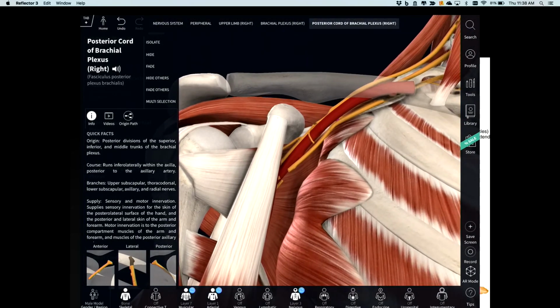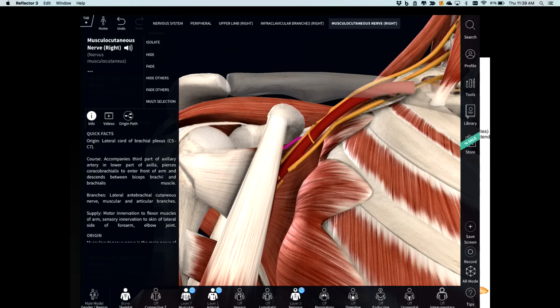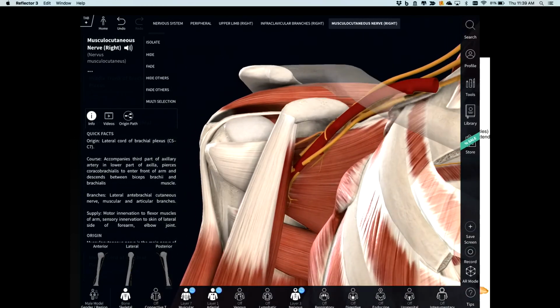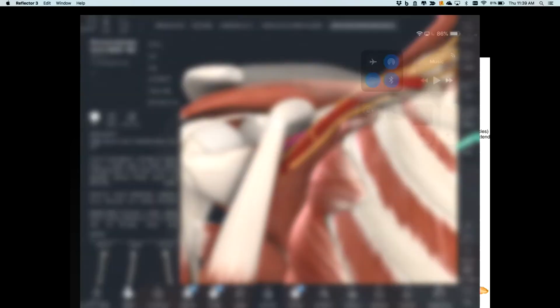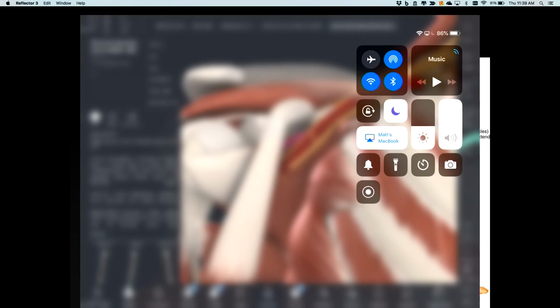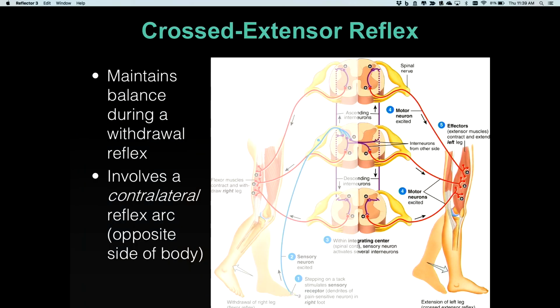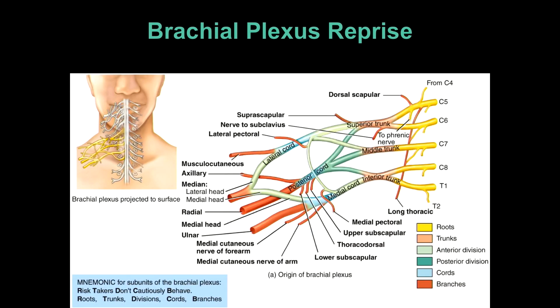But what I want you to know are the main features. And we can go through and look at the musculocutaneous nerve. I remember hearing that before. As nice as an AV aid as this is, I've got a much better one for you. Brachial plexus. We're going back to this slide because it's in your textbook, it's familiar.